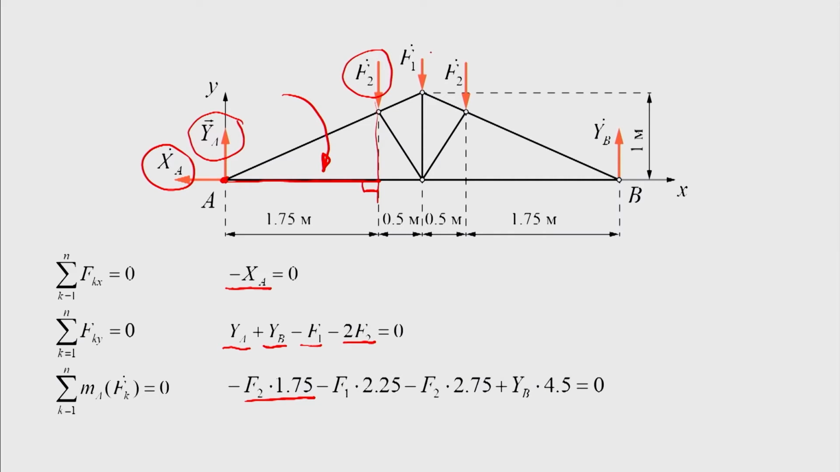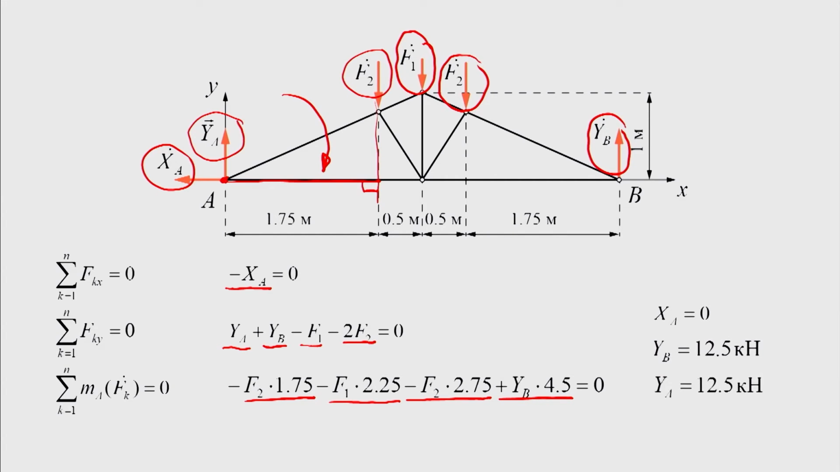Similarly, we calculate the moments of the forces F1, F2, and YB. Solving the resulted system of equations, we determine the values of the reactions. Owing to the symmetry of the truss, the values of the vertical reactions YA and YB have turned out to be equal.